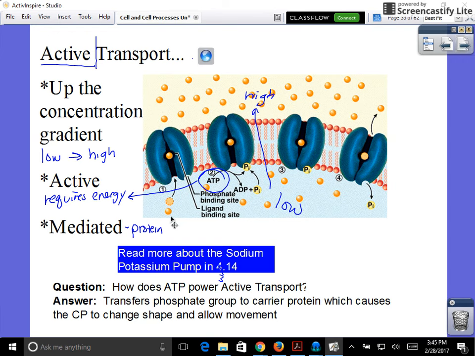So the final type of cell transport is active transport. In this case, molecules are moving up the concentration gradient. So they're going from an area of low to high concentration, which is very different than what we've seen in the other three types. Active transport requires energy, so there's your ATP molecule being used, and it also requires a protein. So to learn more about a specific pump, read section 3.14 in your textbook, and it will explain a little bit more about how ATP helps that pump work.